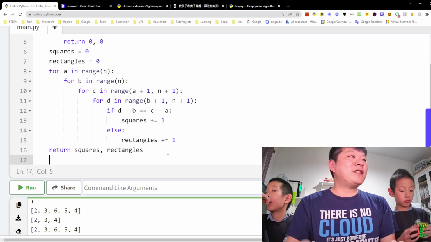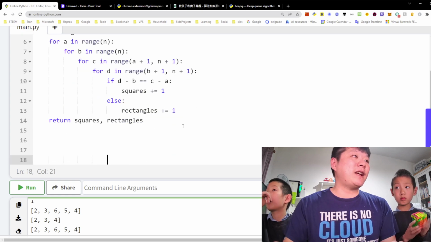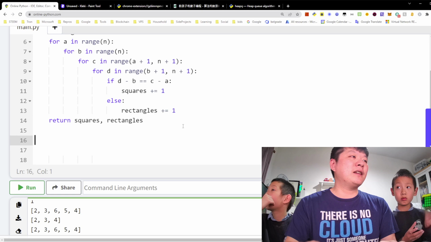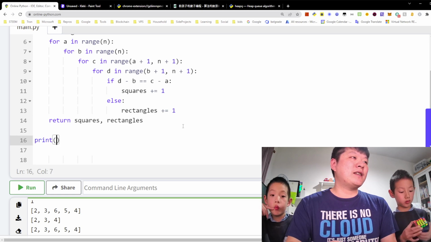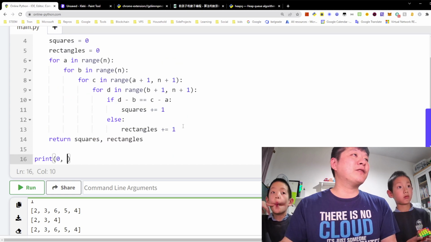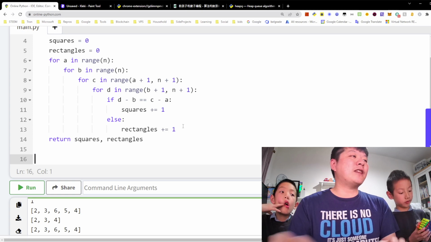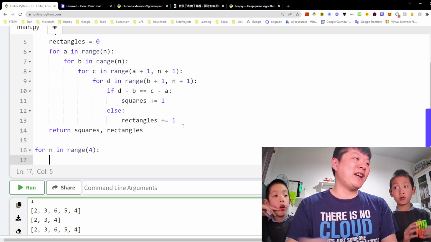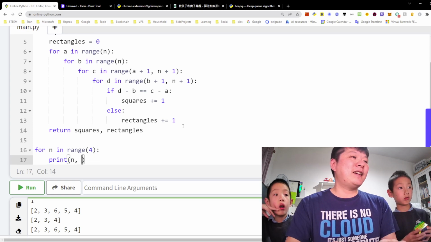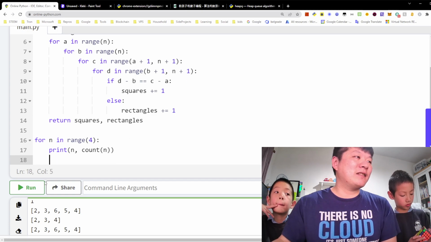First of all, let's see if this makes sense with small numbers. Let's print. If it's 0, then you should return 0. Let's just do for n in range up to 4: 0, 1, 2, 3. Then print n and then count n. Let's see what the answer is.